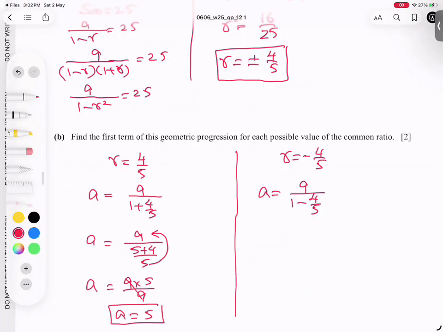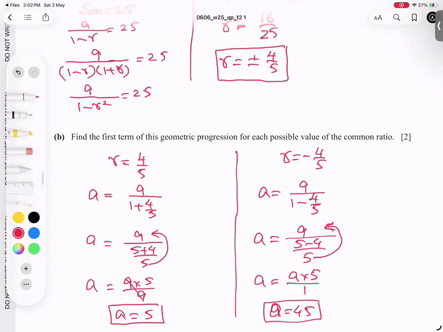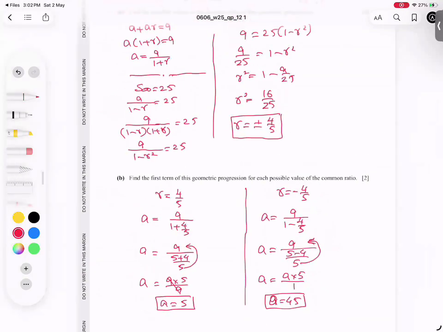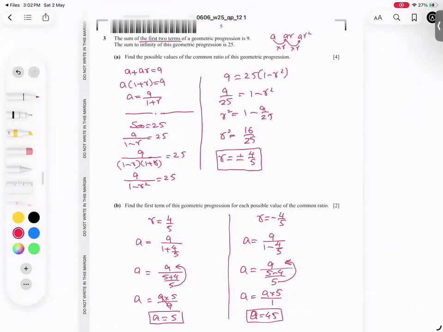And here I can do it directly, but I'm just doing it step by step so you can understand clearly. LCM 5 and 5 minus 4, it will go up. 9 into 5 and 1. So ultimately we get 45. So I hope the concept of the question is completely clear.